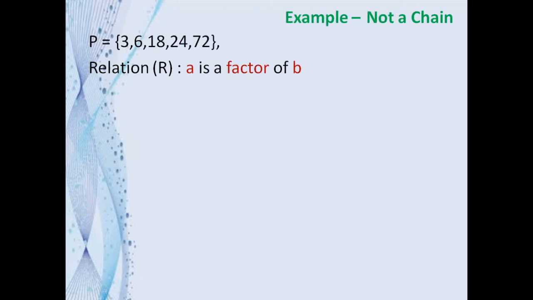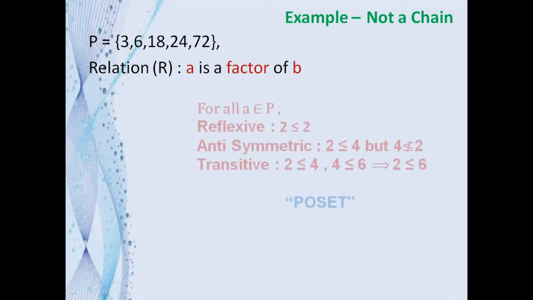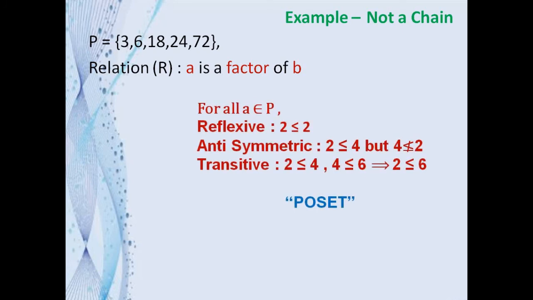Let's take another example. Here we have the set P: 3, 6, 18, 24 and 72. And we define a relation such that A is a factor of B. And clearly the relation R is a partial ordering relation and the set P is a poset. So let's try to draw the Hasse diagram for this.